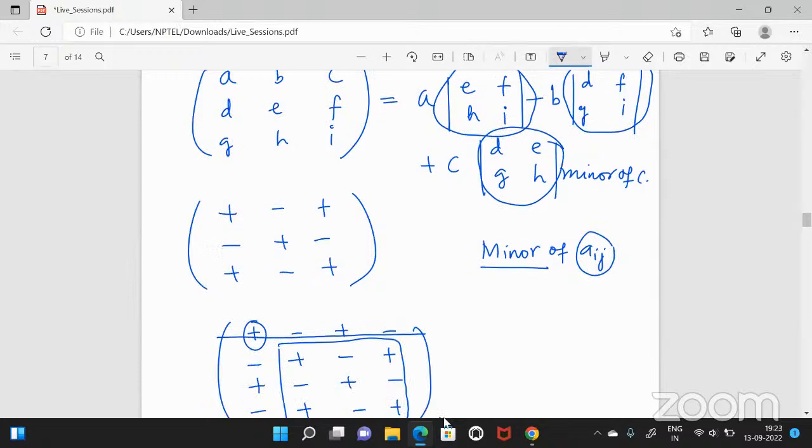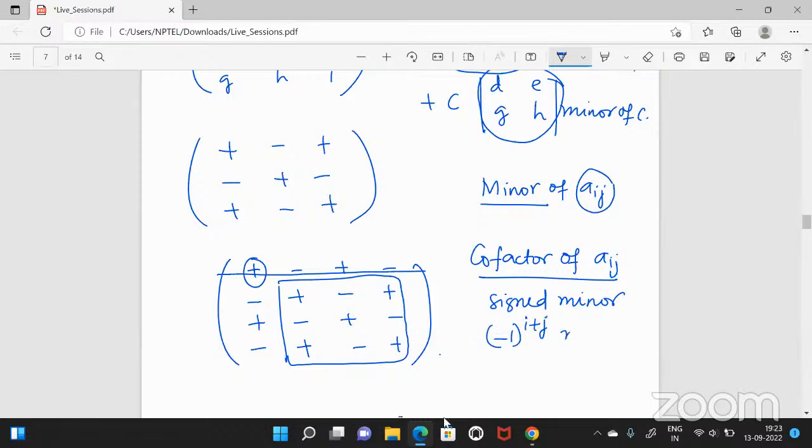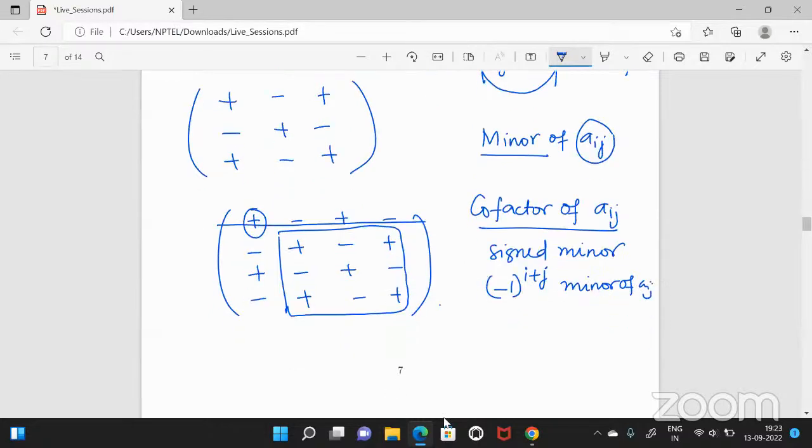I think this comes in week 2. In case you haven't watched week 2, don't worry. Ma'am, and what is a cofactor? It's nothing but (-1) to the power i plus j times the minor Aij. That's all. So that is how you get this plus, minus, plus, minus.